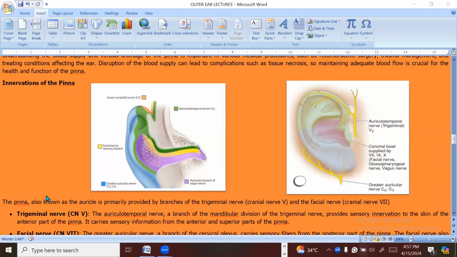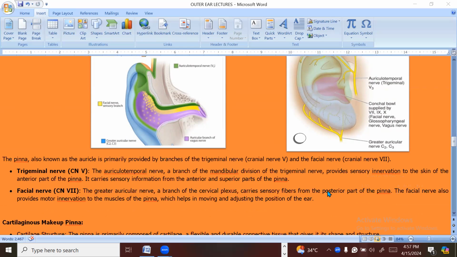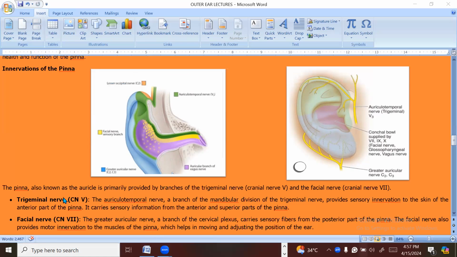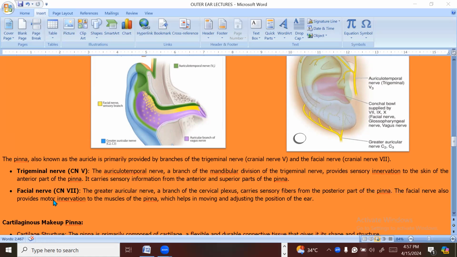Now let's look at the innervation. How do you feel pain in the ear? What nerves are responsible for the pain you feel in any part of the ear? There are two major sources of innervation for the ear. One is the trigeminal nerve 5 and the other is the facial nerve 7.